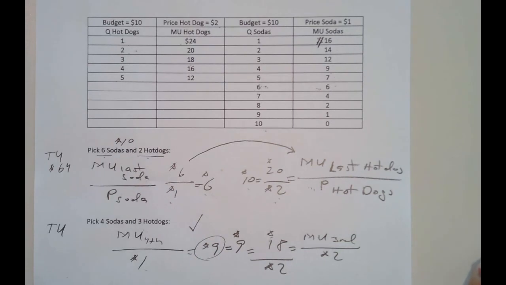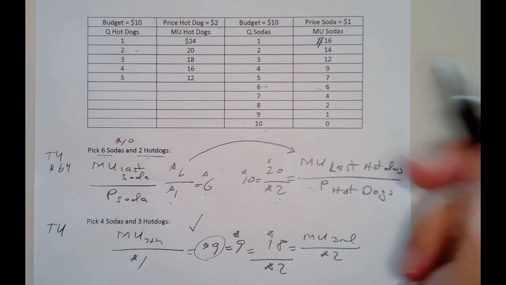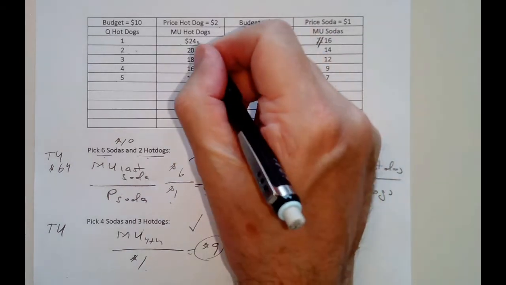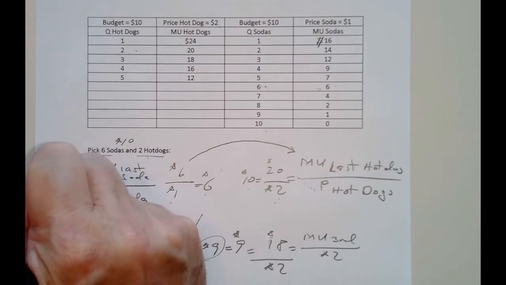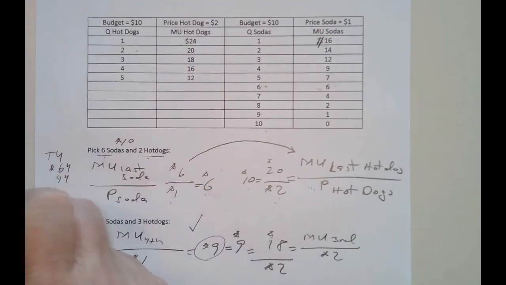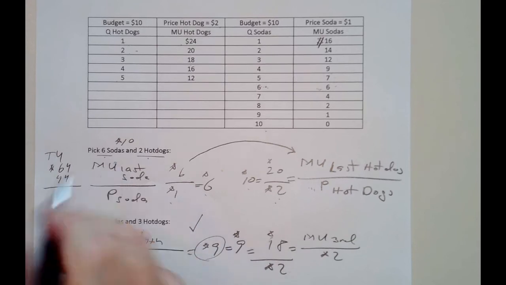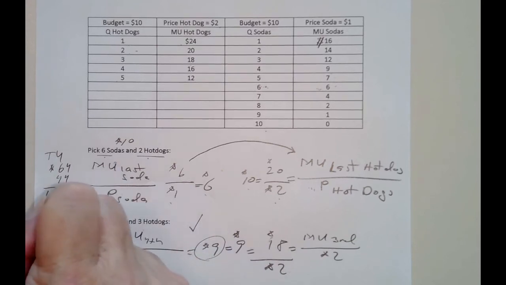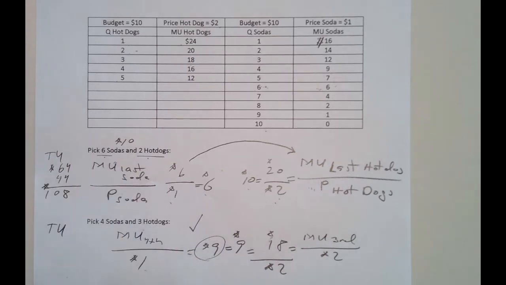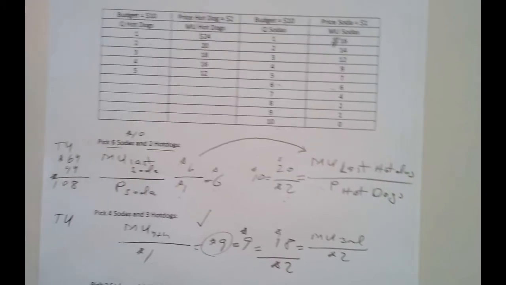Remember, the total is the cumulative. And then we're buying 2 hot dogs. That would be 44. So together with our combination of sodas and hot dogs, the one we started with, that would be $108 of total utility. Well, this one we can do better.